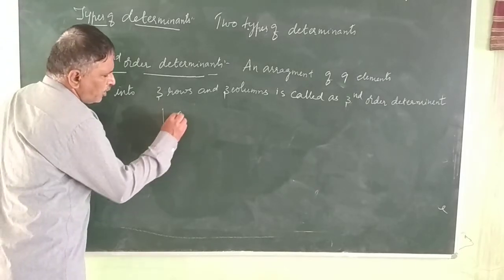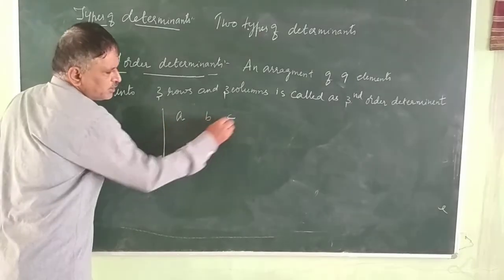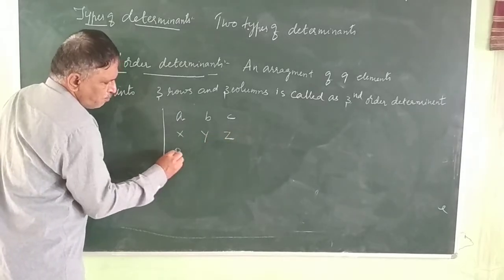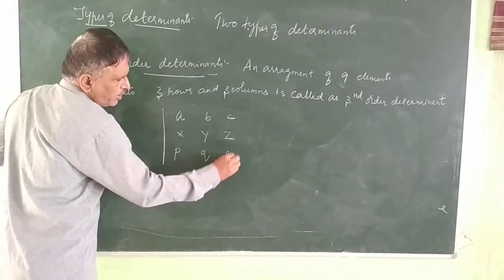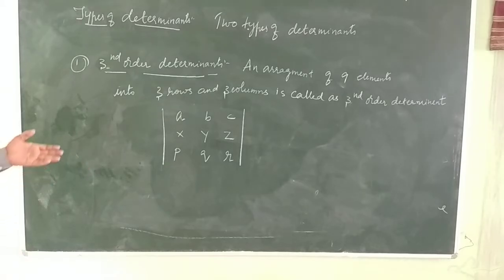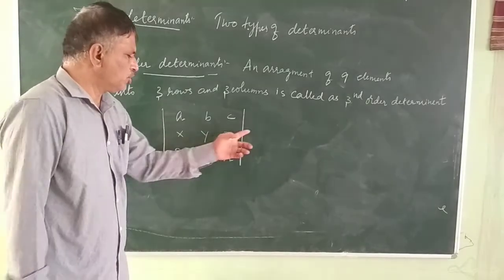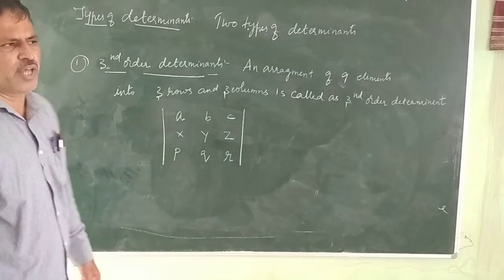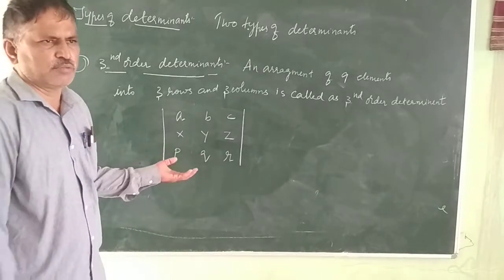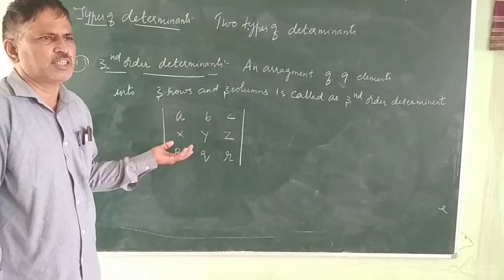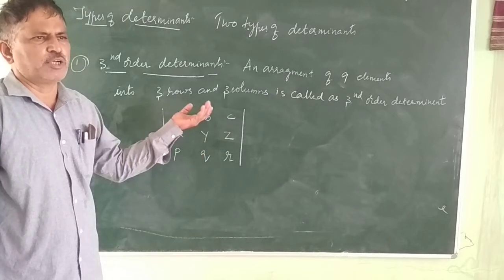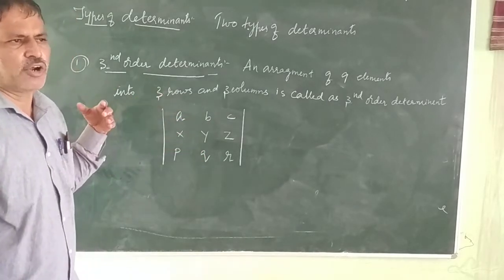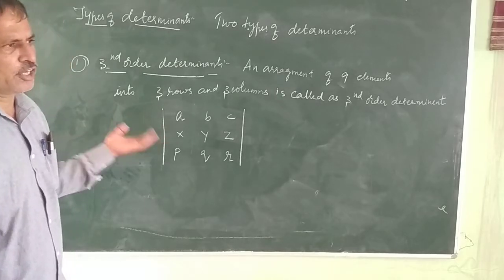I give an example. You can take A, B, C, X, Y, Z, P, Q, any elements you can take. How did I arrange all these elements? I have arranged them into 3 rows and 3 columns. The definition: an arrangement of 9 elements into equal rows and columns, or into 3 cross 3, is called a third order determinant. Please take down.